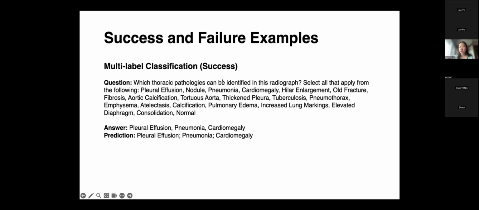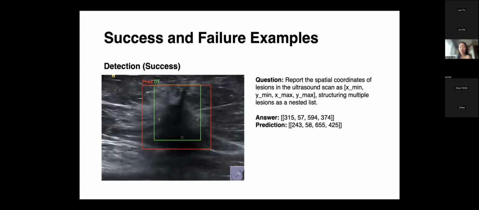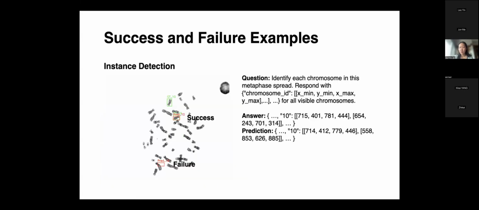In this multi-level classification example, the model predicted all the answers correctly. But in this example, the model predicted nodule and pneumonia, where the correct answer is old fracture and pneumothorax. And in this detection example, the model correctly predicted the bounding box values. You can see that the ground truth region and the predicted region overlap a lot, but in this case the IOU is lower than 0.5, which makes this a failure case. In this instance detection case, you can see that it correctly predicted the bounding box of one chromosome here, but failed to predict the other one here.